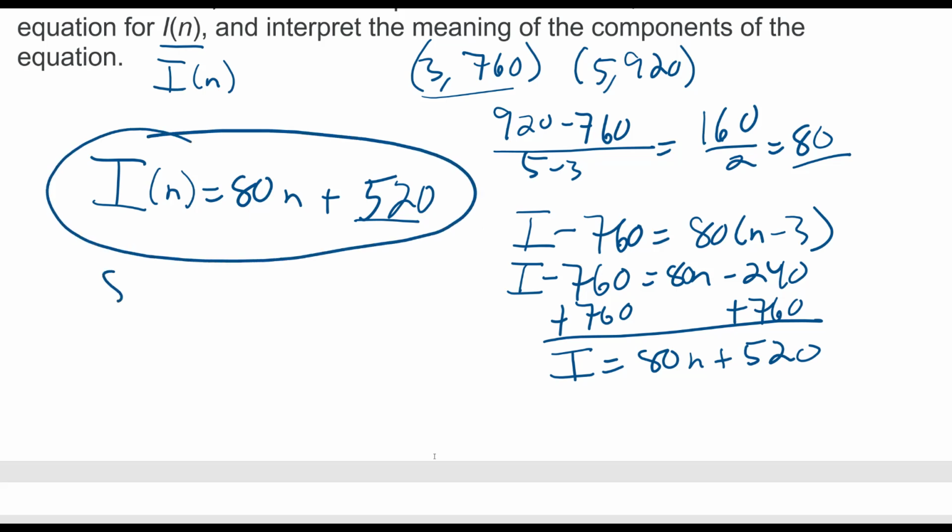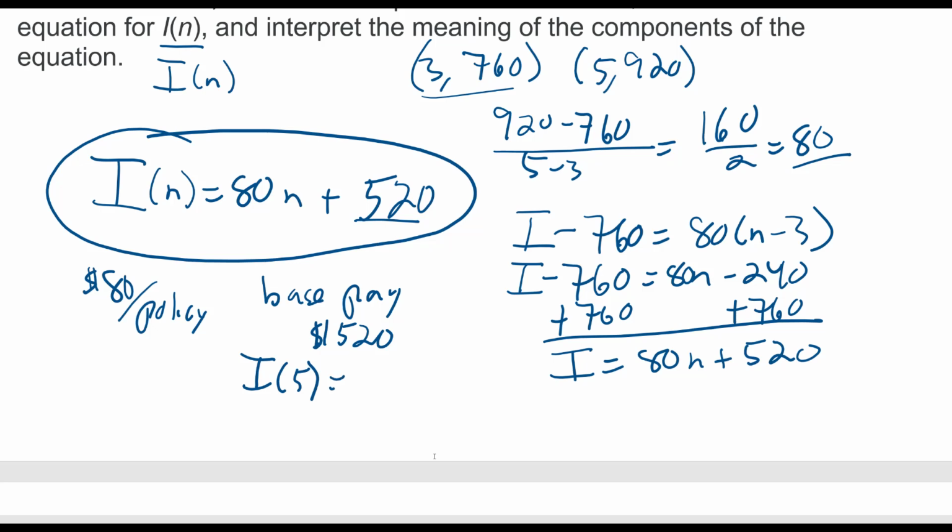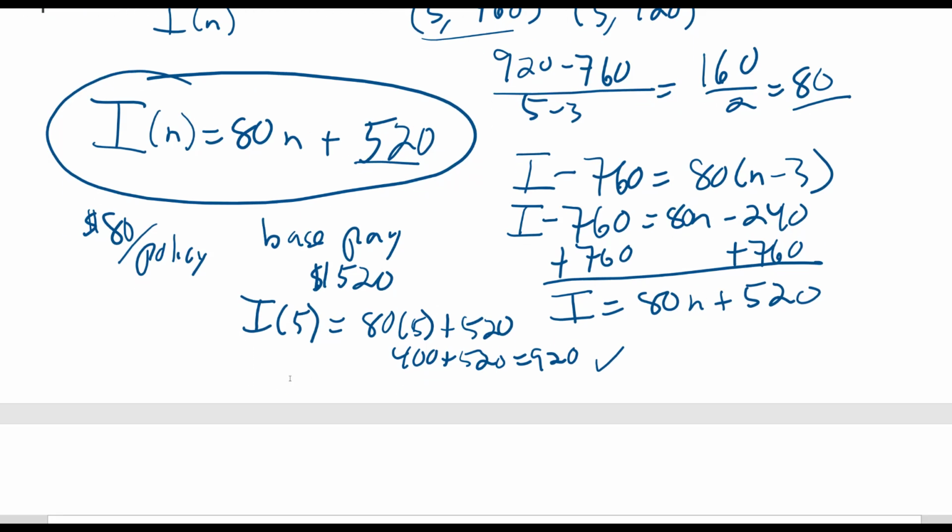So $80 per policy, base pay is $520. I just want to check that with the other numbers. So if I said I of 5, that's going to be 80 times 5 plus 520. That's 400 plus 520 is 920. Okay, it works. I want to make sure I didn't make an arithmetic mistake. Let's go on to our last problem.